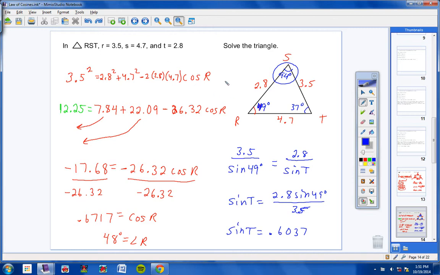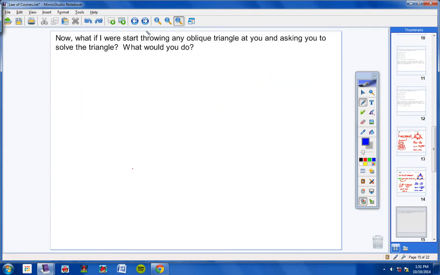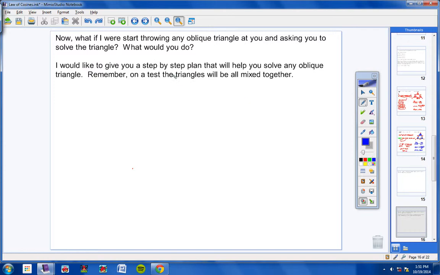So let's take a look at some more notes here, okay? So we've used the law of sines to solve two triangles so far, okay? Let's continue on. Now, what if I started to throw any oblique triangle at you and I asked you to solve the triangle? What would you do? I mean, remember, on a test, the triangles will be all mixed together. When do I use law of sines? When do I use law of cosines, etc.? So I would like to give you a step-by-step plan that will help you solve any oblique triangle.